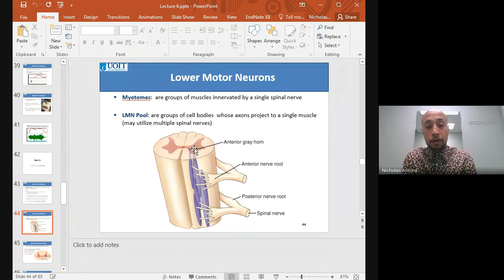Here we have the gray matter. This is the back end, so this is white matter. So this would be our dorsal column. Spinothalamic tract would be here. So this is all sensory. The anterior part is all motor.